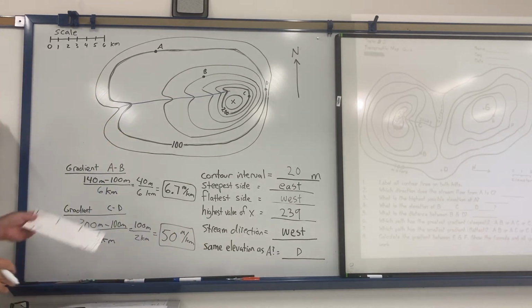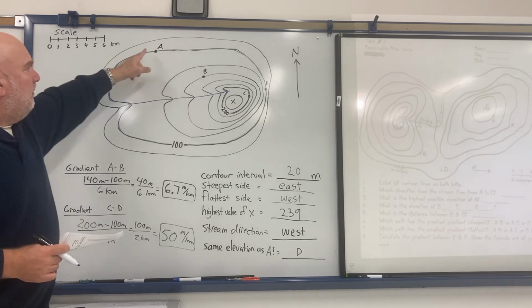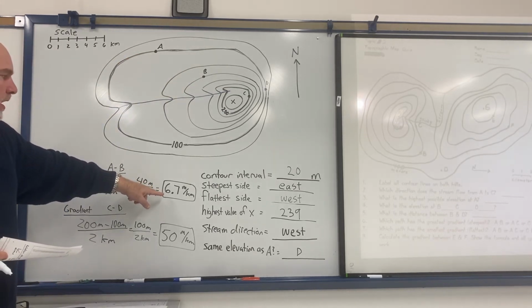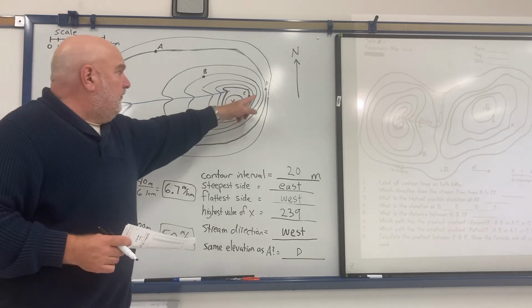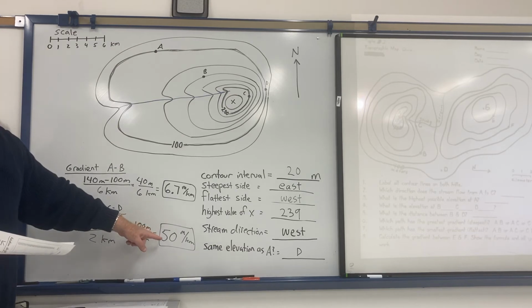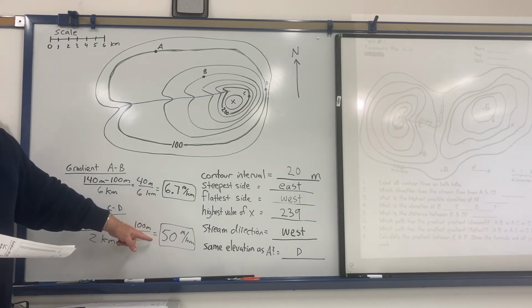Okay. So what you should notice from that, again, is where the lines are far apart, like they are between A and B, I have a smaller value of gradient. Where the lines are closer together, like they are between C and D, I have a bigger value for gradient. In other words, it's steeper there.